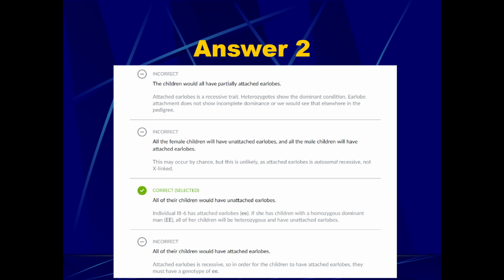It makes sense because she's shaded in, and if she married a man that would also be shaded in, it makes sense they'd pass that trait to all of their children. Or all of the children would have the recessive trait, which is the attached earlobes. But they show the dominant trait, so that's highly unlikely. So the best answer here is the one selected: all of their children would have unattached earlobes.